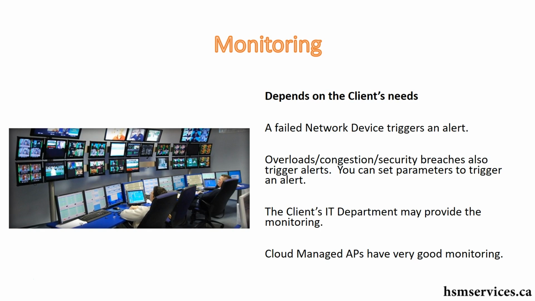We also need to talk about monitoring the system. It depends on what the client wants. A network device that fails will trigger an alert. There are many programs that can be set up to do that. You can also trigger alerts when you have an overload or congestion or a security breach, and these alerts have different parameters that can trigger them.